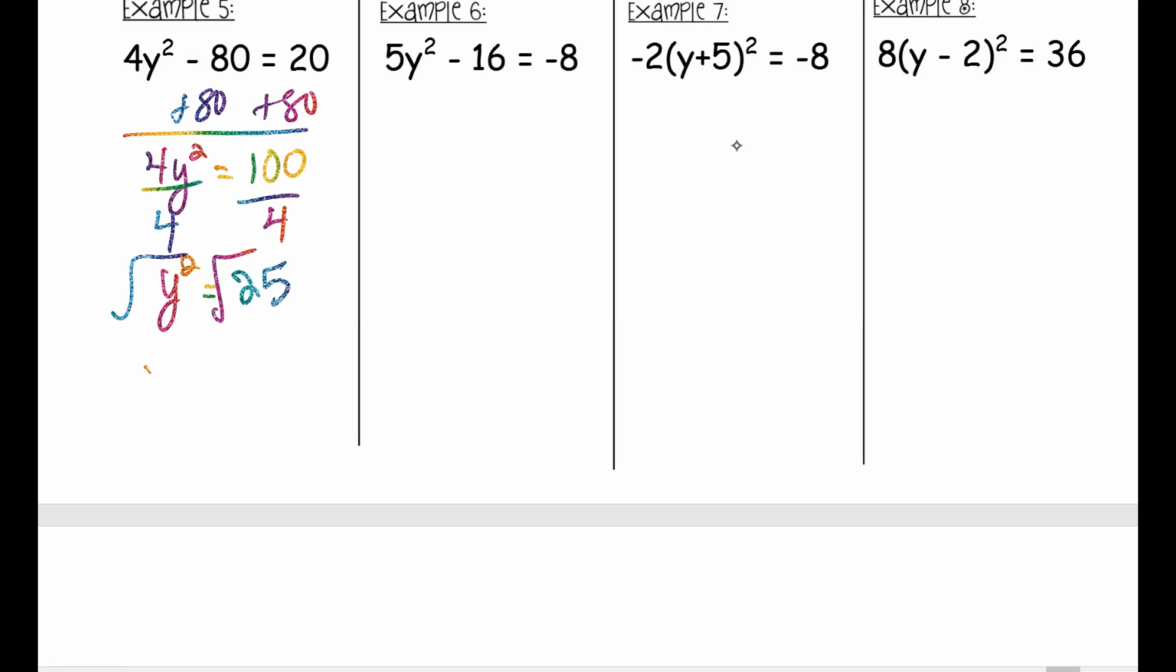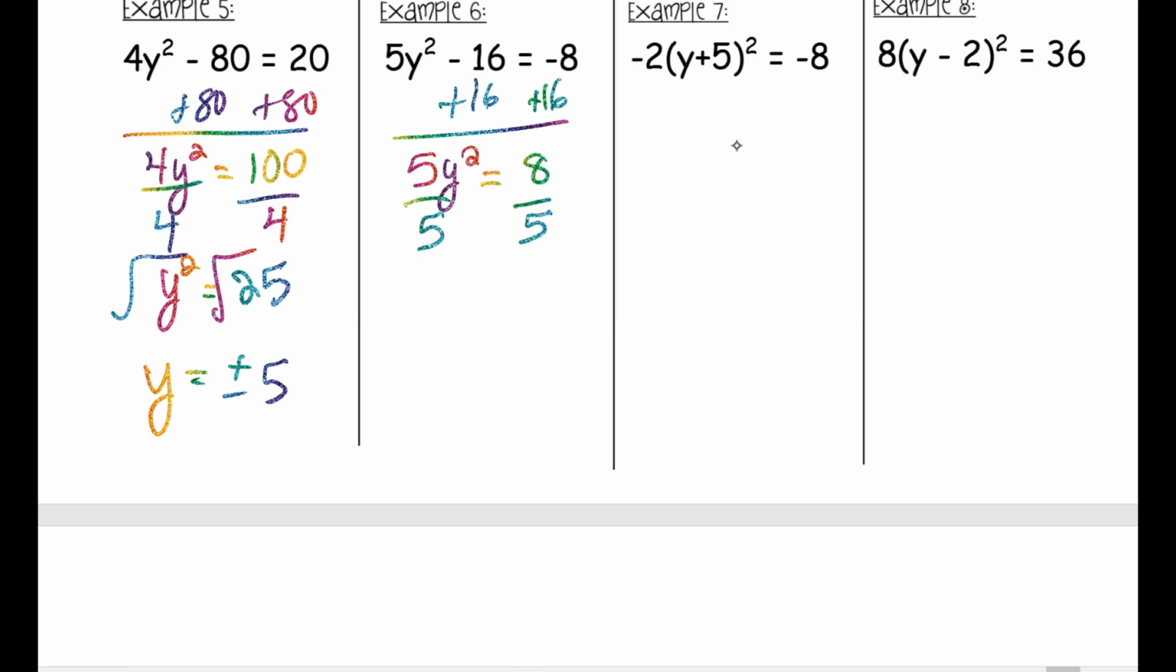Getting on my nerves. y is equal to positive and negative 5. Here we add 16 to both sides. We get 5y squared is equal to 8. Divide by 5. y squared is equal to 8/5, which is, using, y'all hear me pressing Ahmad's calculator.